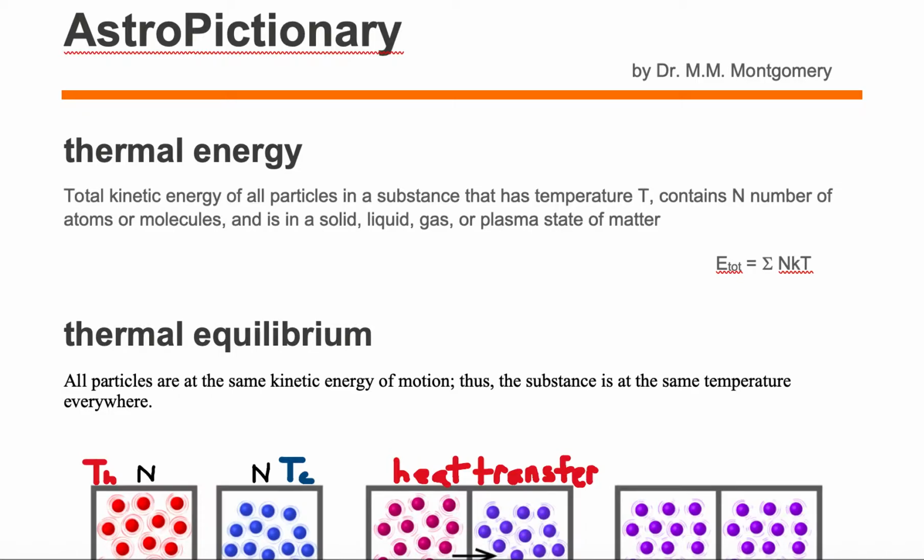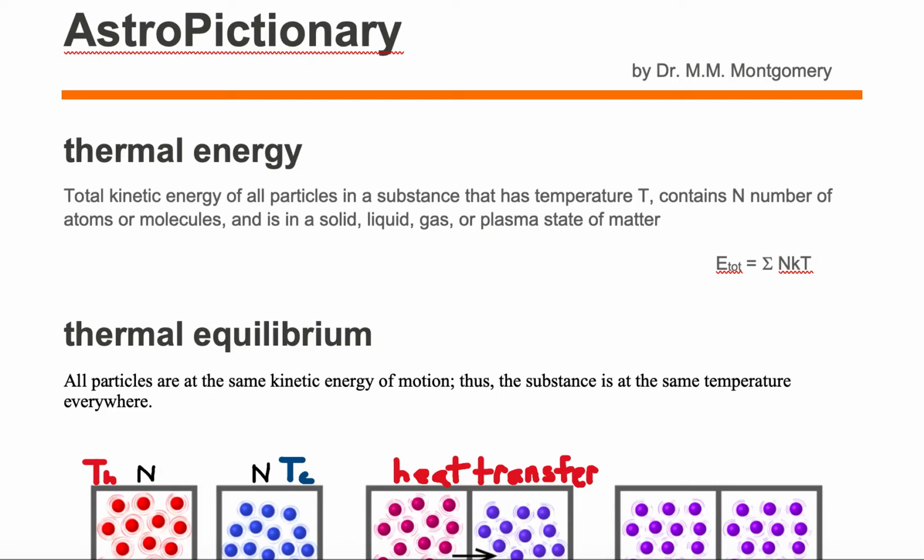In this video, we're going to talk about thermal energy and thermal equilibrium. Thermal energy is the total kinetic energy of all particles in a substance that has a temperature T, contains n number of atoms or molecules, and is in a solid, liquid, gas, or plasma state of matter.